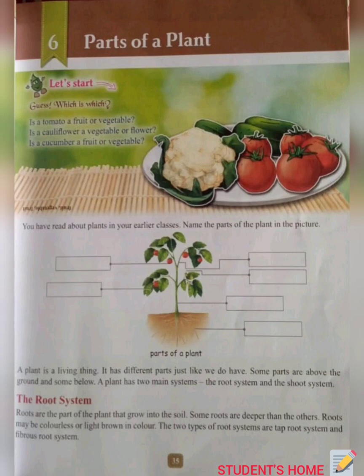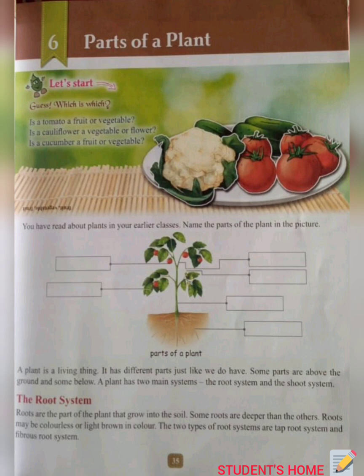So class, now we will start our next new chapter, that is parts of a plant. A plant is a living thing. It has different parts just like we do have. Some parts are above the ground and some are below. A plant has two main systems, the root system and the shoot system. So first we are going to study about the root system.